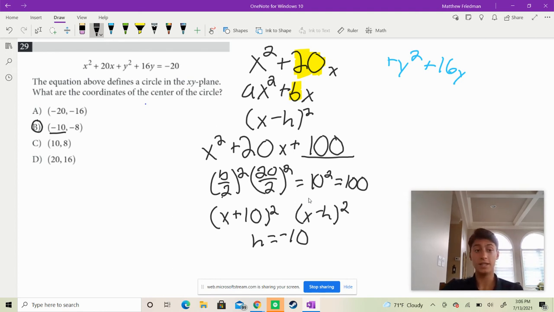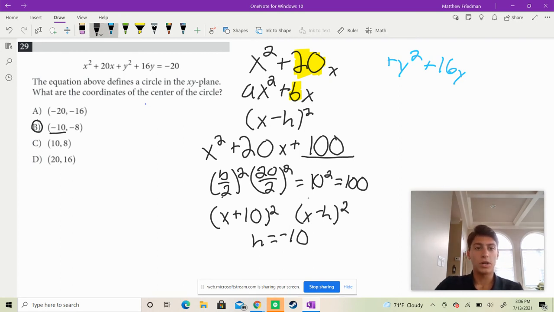But if we did, like let's say there were multiple choices with negative 10 as the correct x coordinate, then we would need to do the same exact thing for the y side. And then we would get k, or the y coordinate, and we would be able to get the coordinates of the circle. There is another way to do this problem, though, using a shortcut.